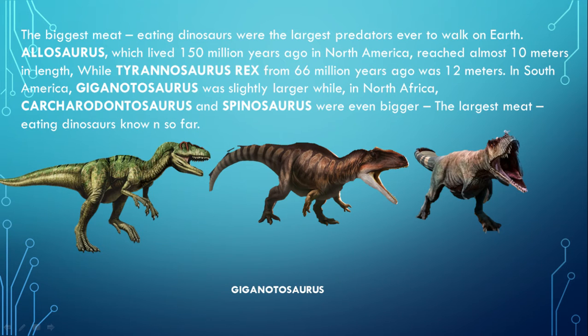The biggest meat-eating dinosaurs were the largest predators ever to walk on Earth. Allosaurus, which lived 150 million years ago in North America, reached almost 10 meters in length, while Tyrannosaurus rex, also known as T-Rex, from 66 million years ago, was 12 meters. In South America, Giganotosaurus was slightly larger, while in North Africa, Carcharodontosaurus and Spinosaurus were even bigger, the largest meat-eating dinosaurs known so far.